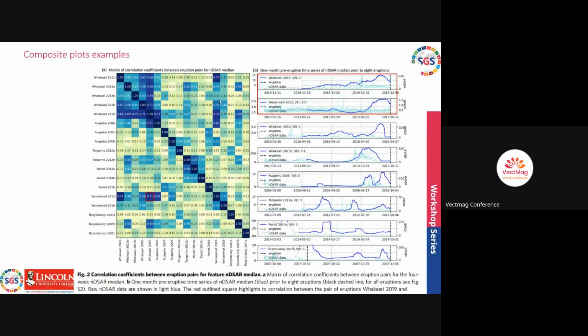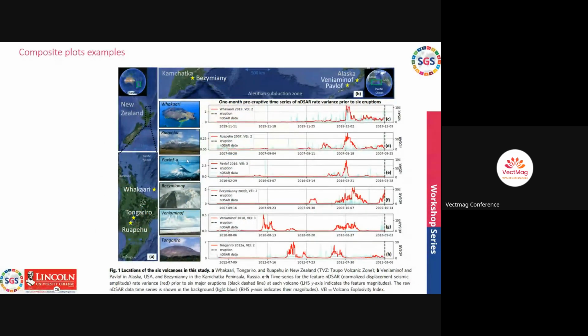And then there is a matrix of correlation coefficients between the eruption pairs. What they were trying to tell is that there are two volcanoes erupting at the same time. So the volcanic eruptions in these places are happening in a kind of synchronized format. At any point in time, there is more than one volcano erupting at the same time. That's what they were trying to show us.